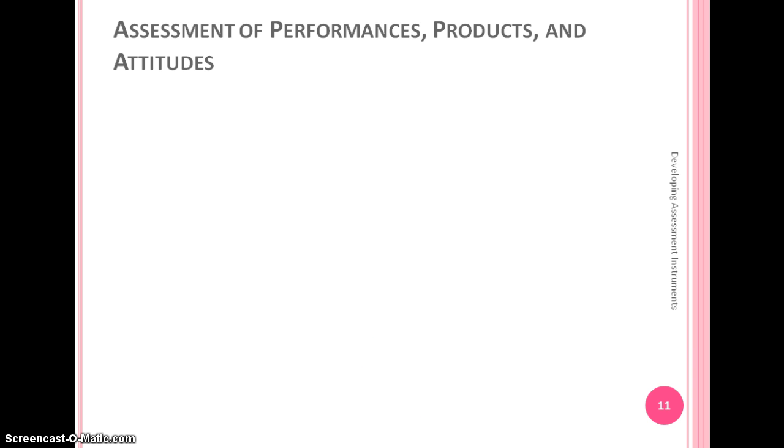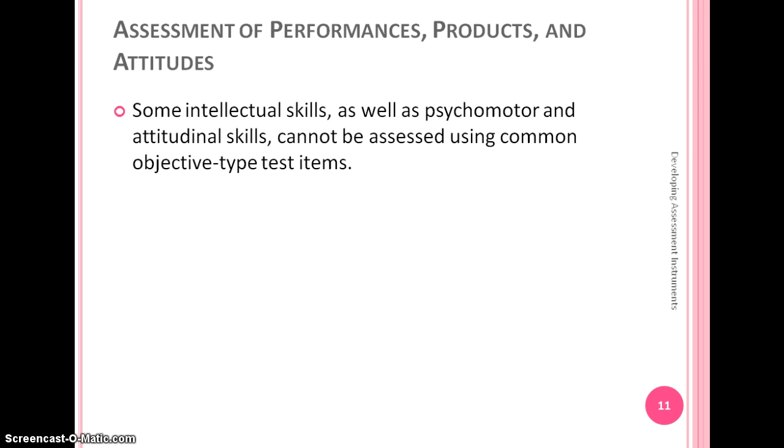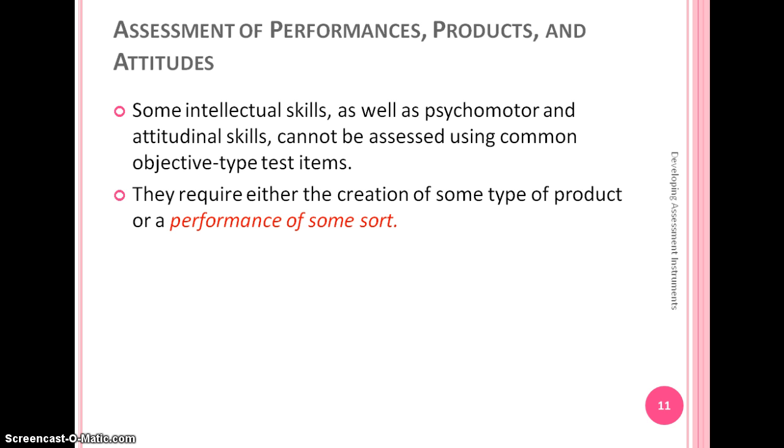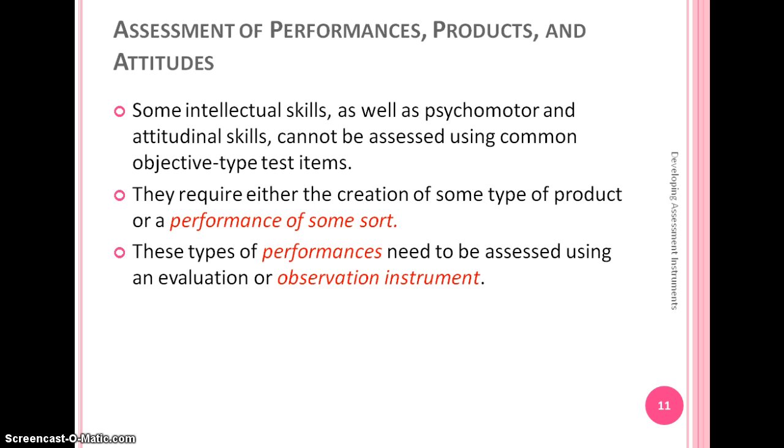Assessment of performances, products, and attitudes. Some intellectual skills, such as psychomotor and attitudinal skills, cannot be assessed using common objective type test items or multiple choice items. Okay, so they require either creation of some type of product or performance of some sort, and these performances need to be assessed using either an evaluation or observation instrument. Normally we use an observation instrument.